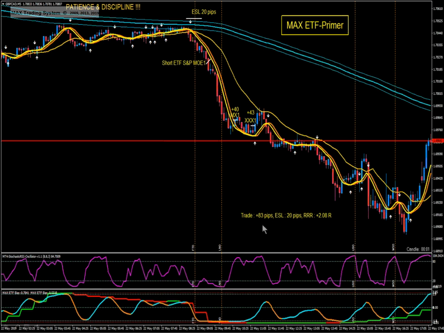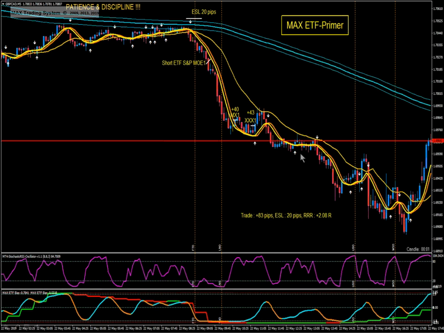But the profit in pips is not relevant by itself. What is important is the reward to risk ratio. And with 83 pips based on 2 units and a stop loss of 20 pips, this represents a reward to risk ratio of plus 2.08 R. I'm using the R, the Van Tharp notation. R represents the risk. So with a risk of 2%, this would represent a profit of 4.16%. Okay?